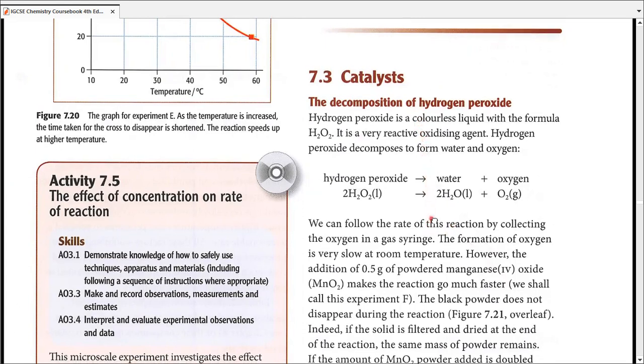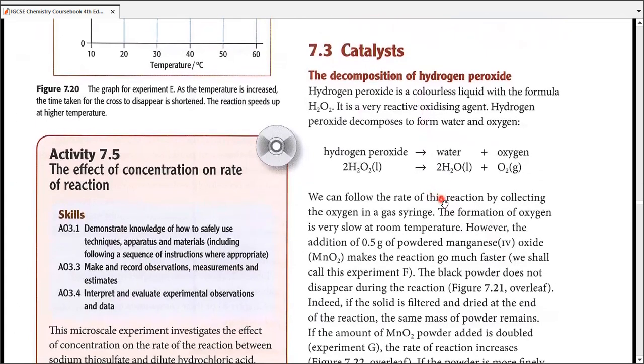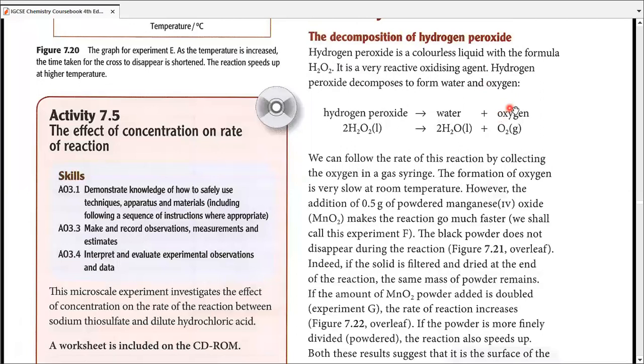And this example is considered very important in O-levels, IGCSE, and Cambridge, since this is one of the examples which can be explained for all the purposes of catalysts we are supposed to achieve here. The example is decomposition of hydrogen peroxide. Hydrogen peroxide is a colorless liquid. The formula is H2O2. It is a very reactive oxidizing agent. And when it comes in contact with humans, it has the capacity to change the color of your hair. So usually hair dyes have this. It can actually bleach your hair white. So not all hair colors consist of H2O2.